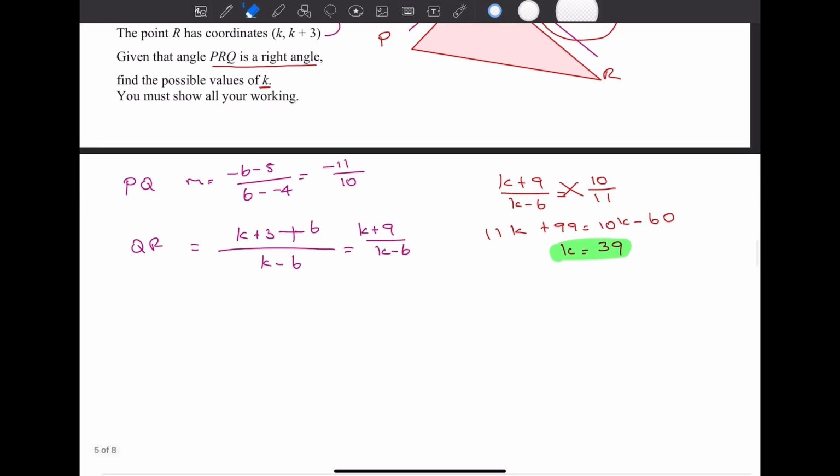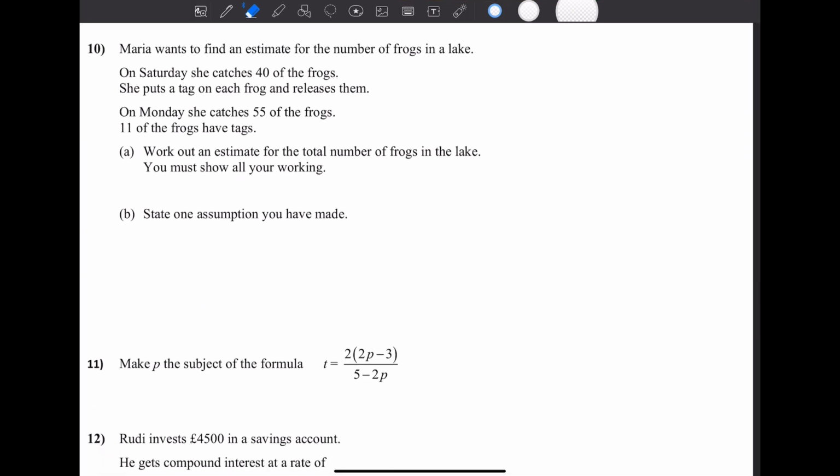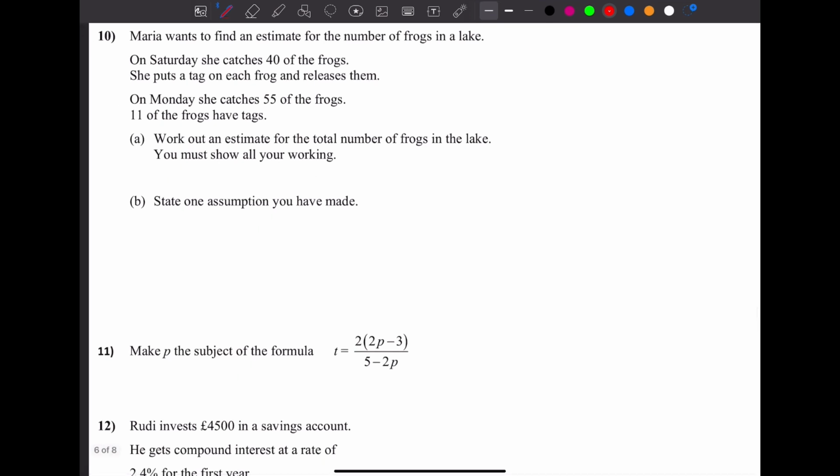Question number, what is it now? 10. This would be the capture and recapture topic, and you should know the formula. The formula for capture recapture would be tag over population. On the first time, she caught 40 of them, and she's going to tag all 40 of them. So how much she tagged is 40 out of the full population, which is what you always have to find out in this kind of question. They want the total number of frogs. There you go. They want the population.